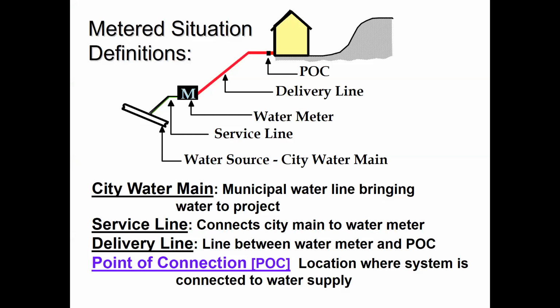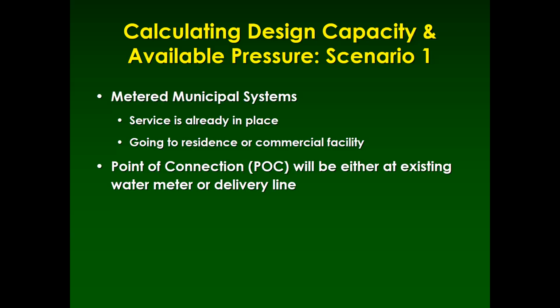All of these have limitations built into them from the start, because the water source is only so big. The service line to our meter is only so big. Our water meter is a specific size. Our delivery line is also a specific size. So all these restrict us to what we have at our point of connection, or POC. So you want to be calculating design capacity and available pressure.